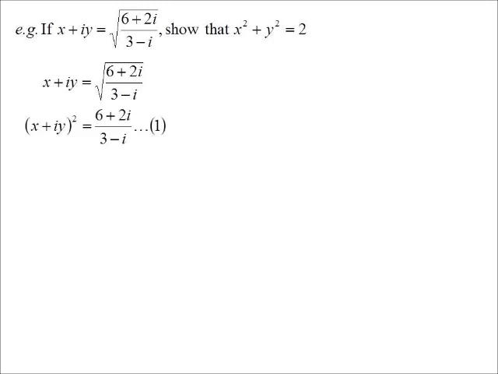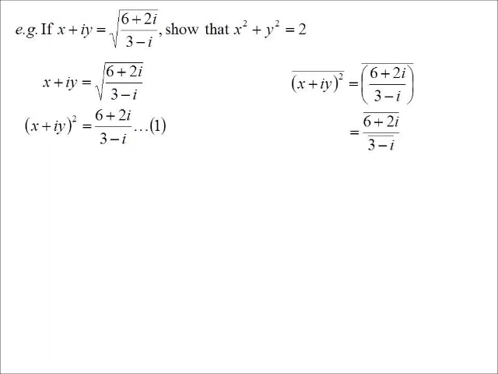Well, first of all, I've squared both sides to get rid of the square root sign. But if I play with the conjugate, if that's what (x plus iy) squared is, well, the conjugate of both sides must also be equal. So I can say the conjugate of (x plus iy) squared would be the same as the conjugate of (6 plus 2i) on (3 minus i).